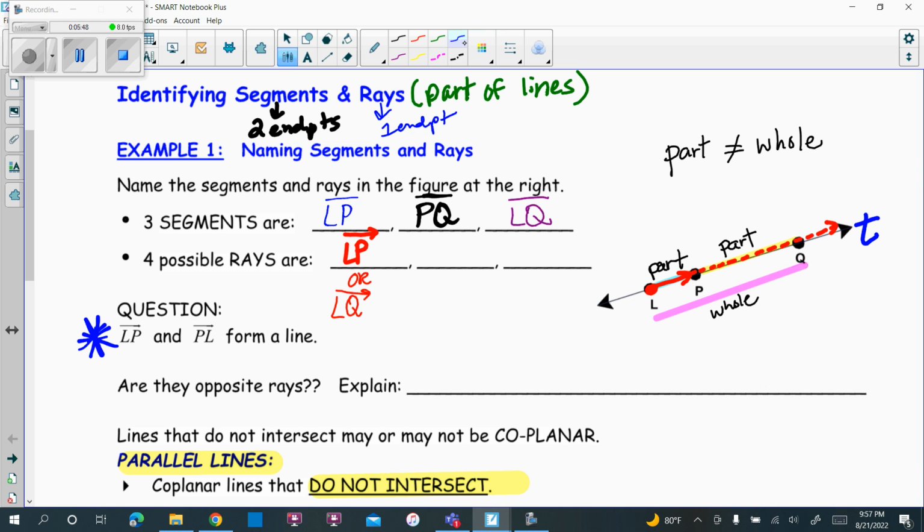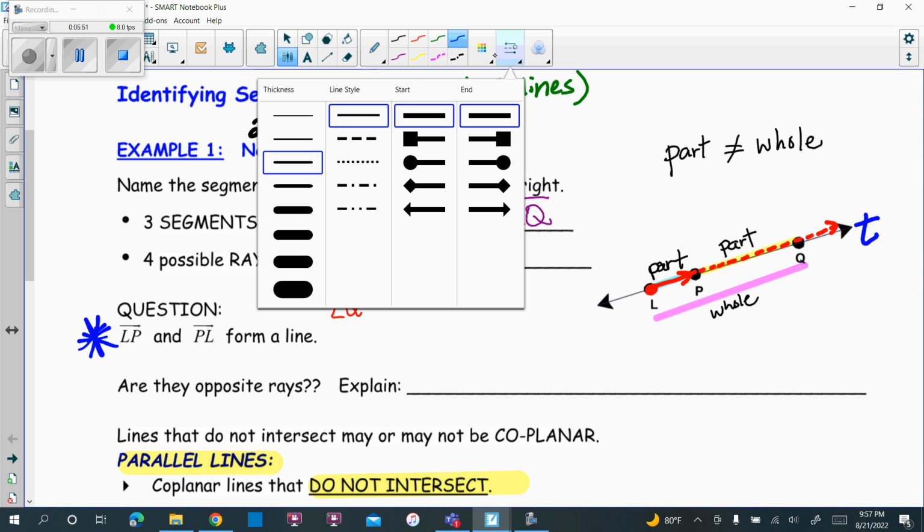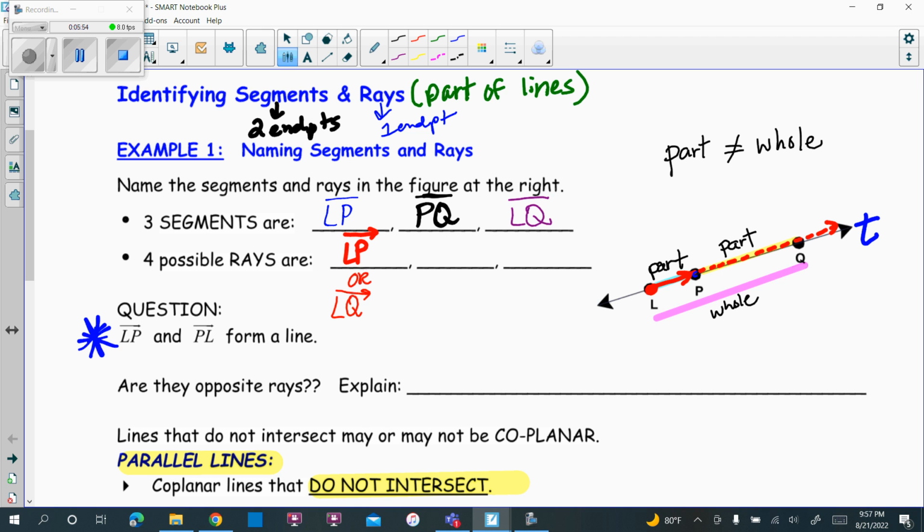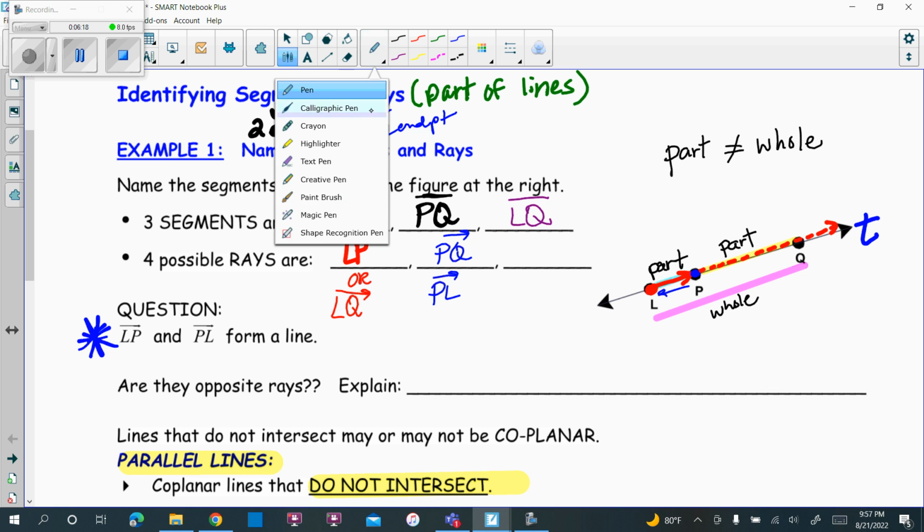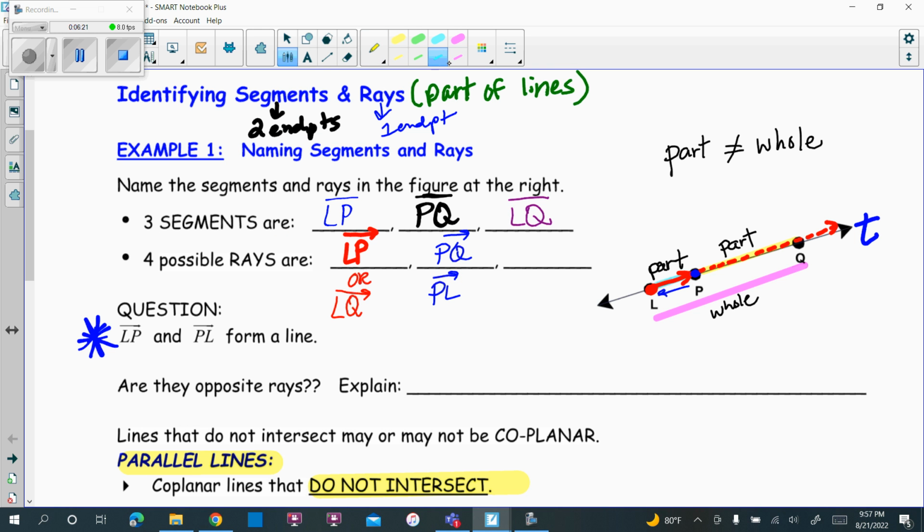So I have LP. I could start with the endpoint P here, and when I do that, I can have PQ as a ray going in the direction to the right here, or I can go in the opposite direction. I could have PL as a ray. And those have separate relationships. If I look at this real quick, my PQ going that way, and then my PL going the opposite direction.